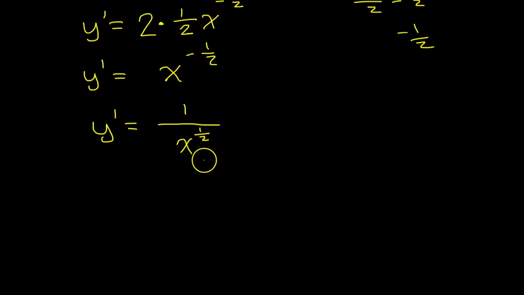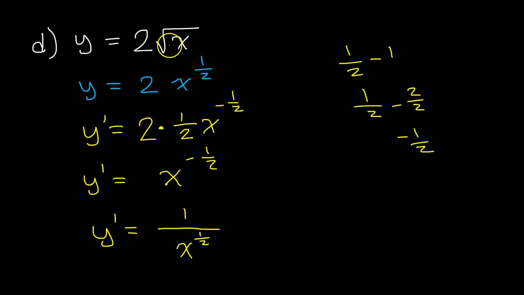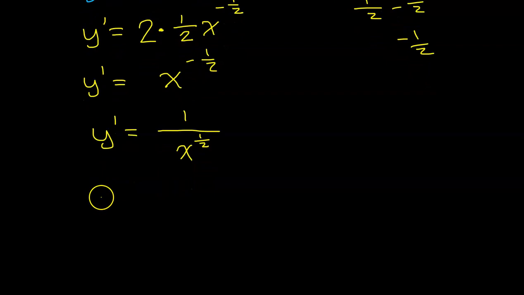But don't leave it like this either. Remember, in the beginning, we had the square root of x. We changed it to the 1/2 power. Now we need to change it back. So the final answer would be y prime is equal to 1 over the square root of x.